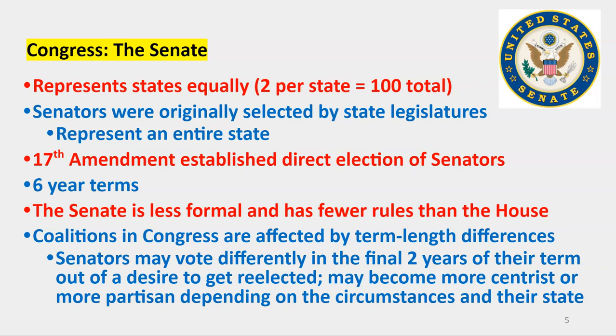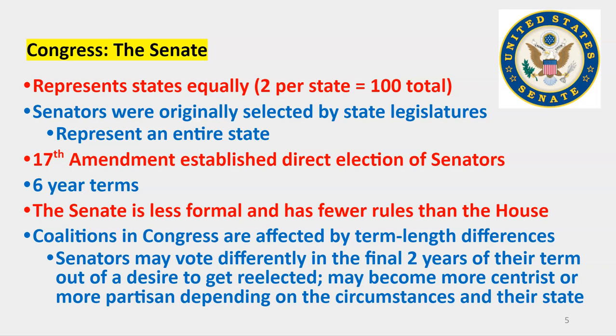We see more of a cooling off period. They don't have to run for re-election every 2 years. So you're also going to see some candidates, depending on their cycle, that may be more centrist or more partisan, depending on where they are in that six-year term. As they near re-election, it depends on what state they represent. A Susan Collins would be more centrist as time went on and she ran for re-election, versus a Lindsey Graham, who would be much more partisan to try and appeal to his party, because he tends to win those votes by being more partisan in that respect.